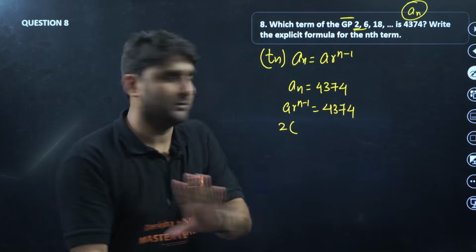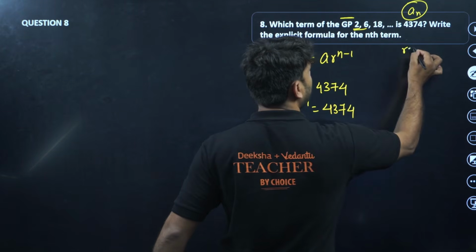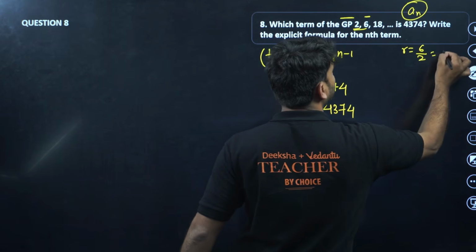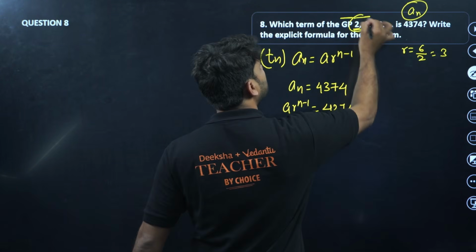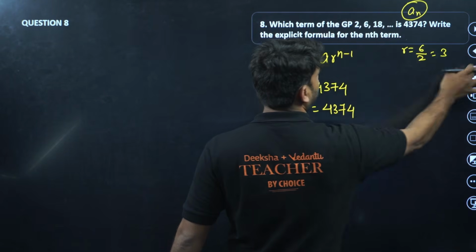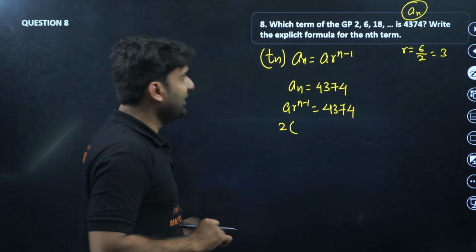Right? So what will be the common ratio, guys? You can divide the succeeding value by the preceding value. You can take any pair, you can take this pair or any pair, guys. So I hope this is clear to you all. Okay, now solve. R we have is 3.